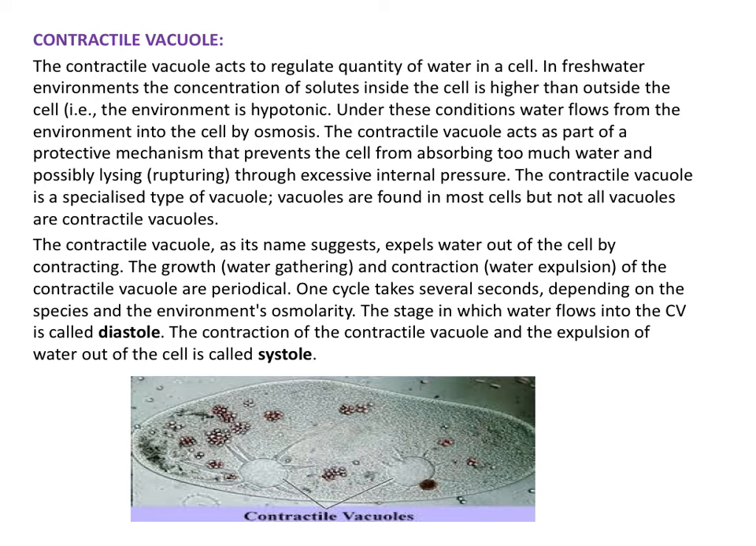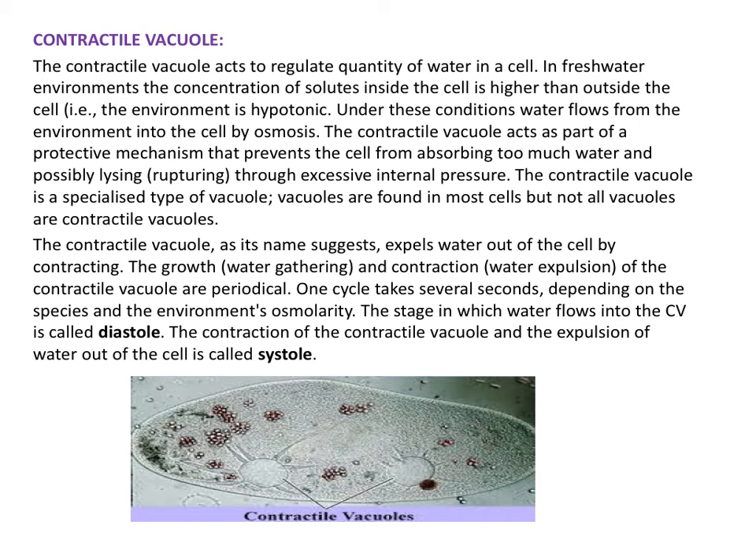The contractile vacuole is a specialized type of vacuole. Vacuoles are found in most cells, but not all vacuoles are contractile vacuoles. Contractile vacuoles are a specialized type of vacuole because they have this special function of protecting the cells from absorbing too much water as a result of being placed in a hypotonic environment.